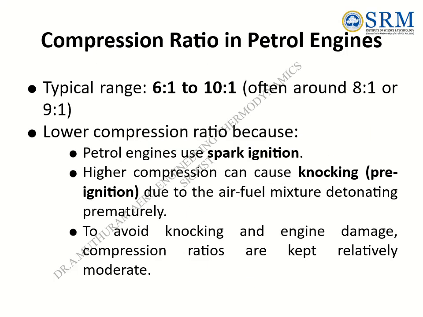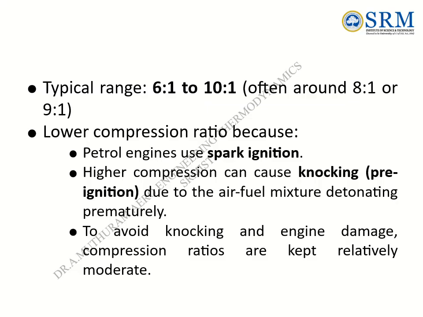Compression ratio in petrol engines: 6:1 to 10:1, often around 8:1 or 9:1. Lower compression ratio because petrol engines use spark ignition. Higher compression can cause knocking, pre-ignition, due to the air-fuel mixture detonating prematurely. To avoid knocking and engine damage, compression ratios are kept relatively moderate.